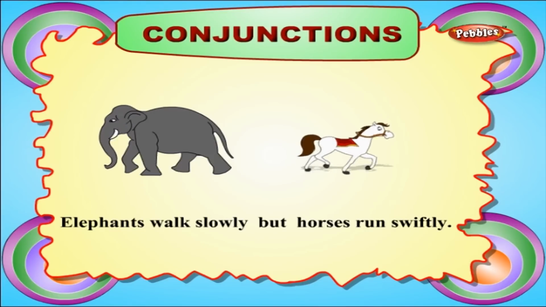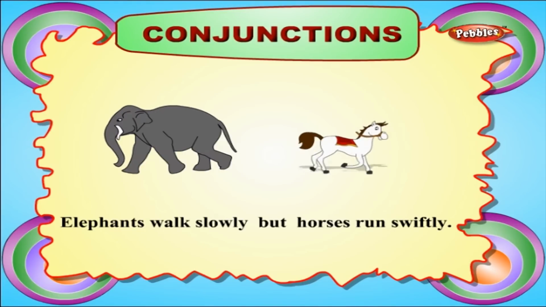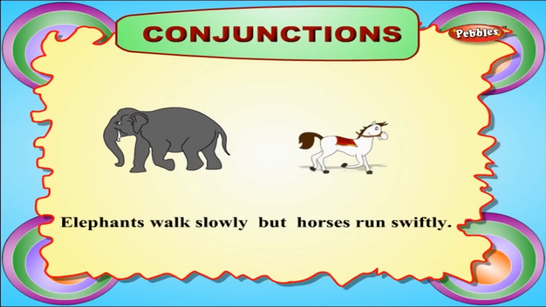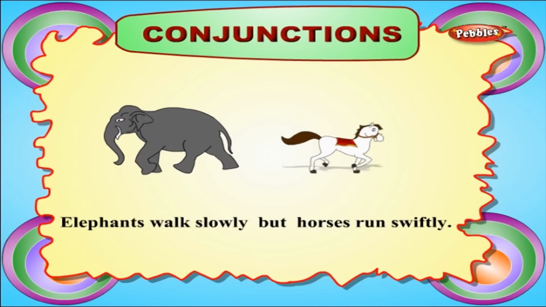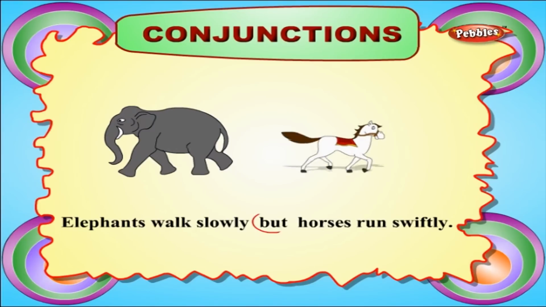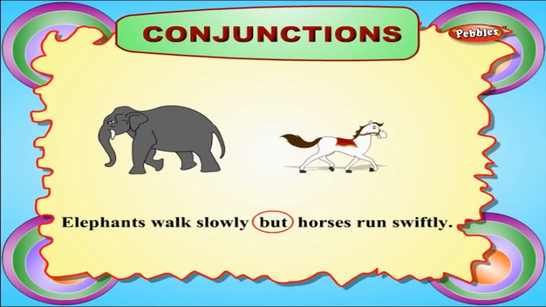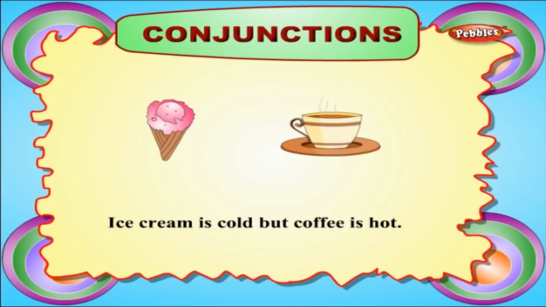Let us join them using but. It can be joined like this. Elephants walk slowly, but horses run swiftly. Ice cream is cold. Coffee is hot. These two sentences can be joined like this. Ice cream is cold, but coffee is hot.